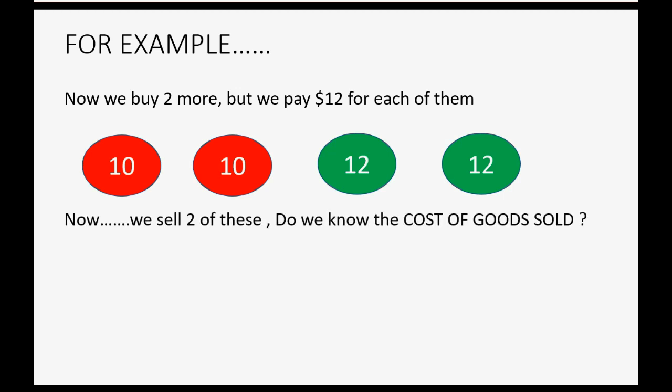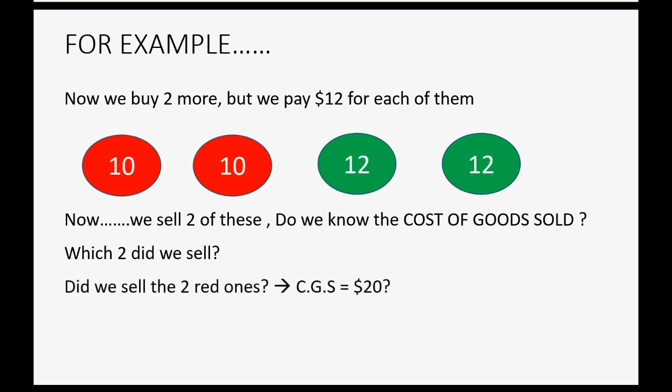So now after that, if we sell 2 of these, do we know the cost of goods sold? Well, it depends on which 2 did we sell. If we sold the 2 red ones, we know the cost of goods sold would be $20 because we know we paid $10 for each of them. But if instead we sold 1 red and 1 green, that means we sold 1 for $10 and the other one we paid $12 for. So in the second example, if we sell 1 of each, the cost of goods sold would instead be $22 for that very same sale.